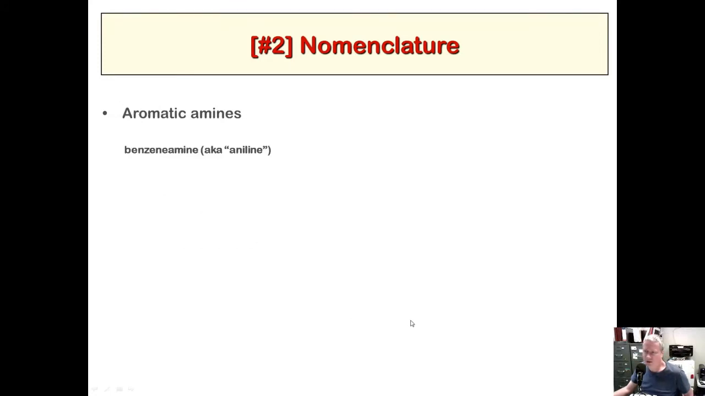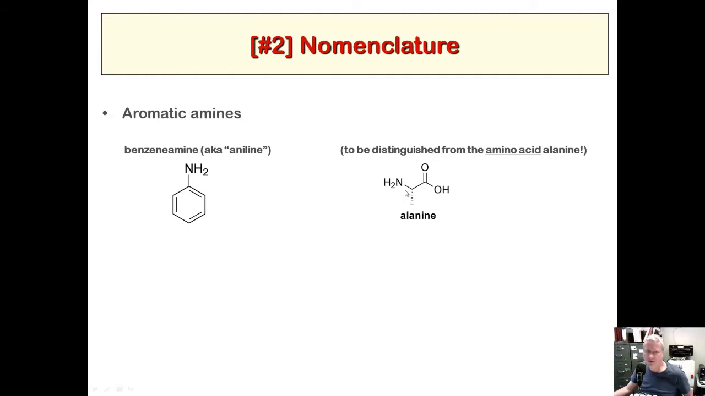Okay, and then we have aromatic amines. So it's a benzene and an amine. They're also called anilines, and the parent compound is benzene NH2. That's pretty easy. This is different than the amino acid alanine. Alanine versus aniline. Sometimes people get confused about that when you're learning it. The amino acid structure is just an amine on the alpha carbon with the carboxylic acid, and then you have a side chain, which is a CH3, and that's called alanine.